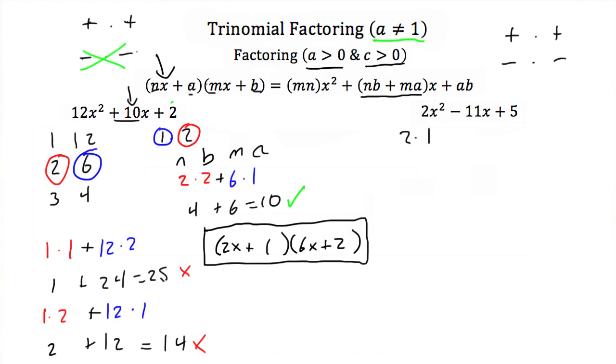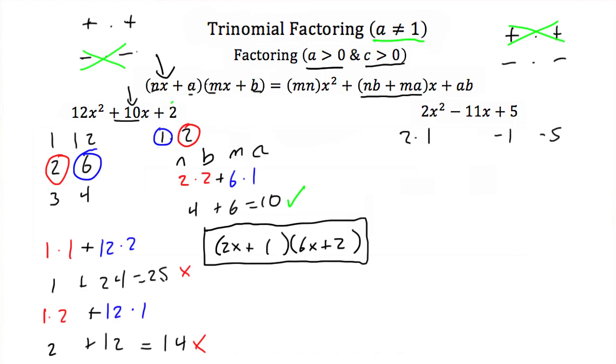Now I look at my linear coefficient. It's negative 11. So if I'm going to add these same two numbers and come up with a negative number, that means that I'm only going to use negative factors of 5 because I want them to add together to be negative 11. So negative factors of 5, well, that's just negative 1 and negative 5. So I need to find a combination of these numbers that will get me negative 11.